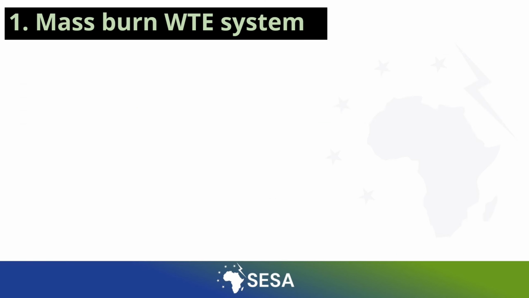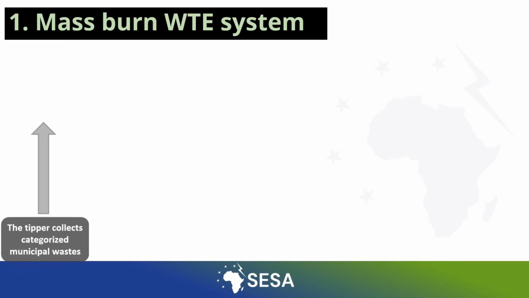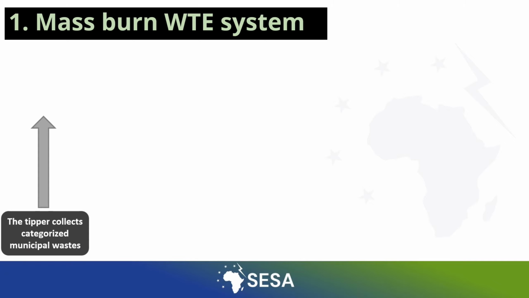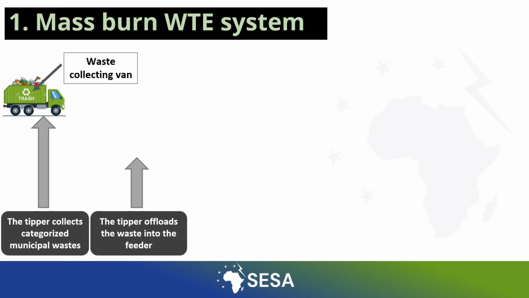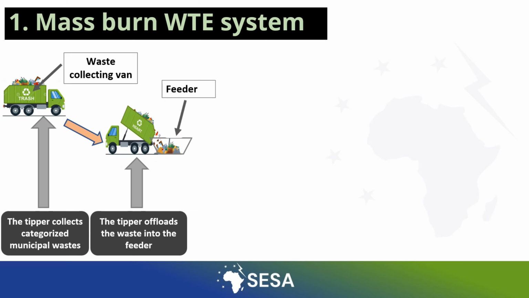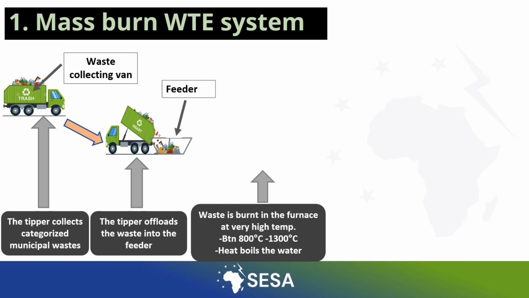The mass burn WTE system. It involves burning of unprocessed solid waste in a large incinerator with a boiler and a generator to produce electricity. The process has 7 steps. 1. Waste is dumped from garbage trucks into the feeder. 2. A giant claw on the crane grabs the waste and dumps it in the combustion chamber. 3. The waste fuel is burned and releases heat.